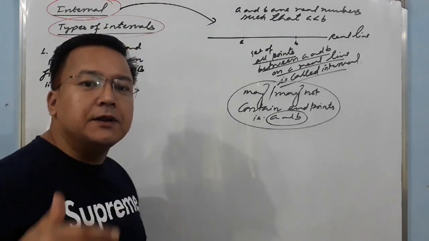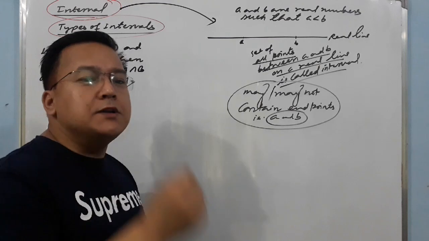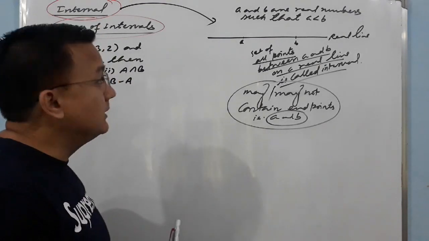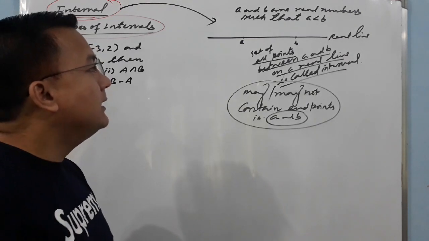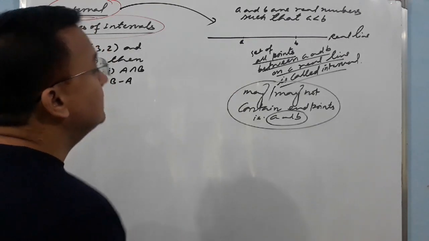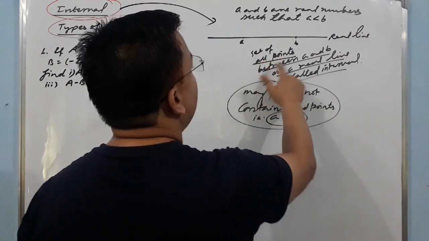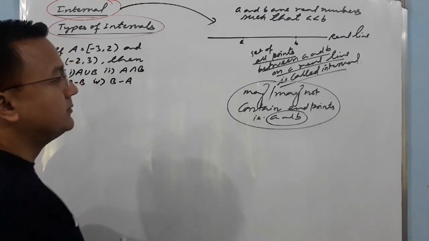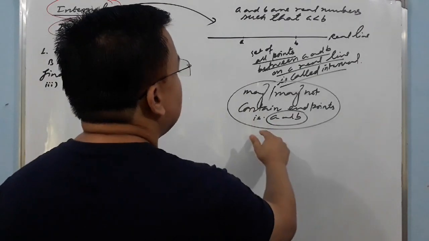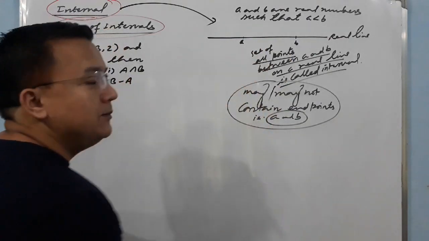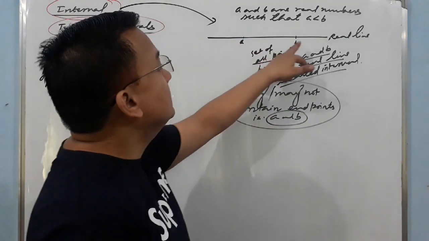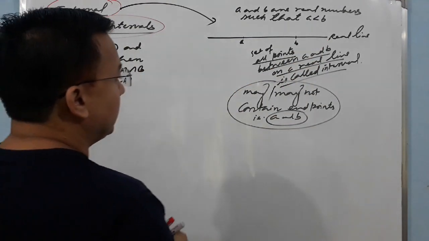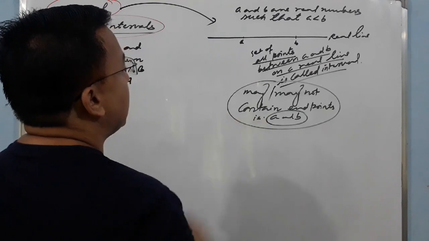On a real line every point represents a real number. So you can say the set of all real numbers between A and B is called your interval. This is the definition of interval. An interval may or may not contain endpoints. A and B are called the endpoints. A is your left endpoint, B is your right endpoint.